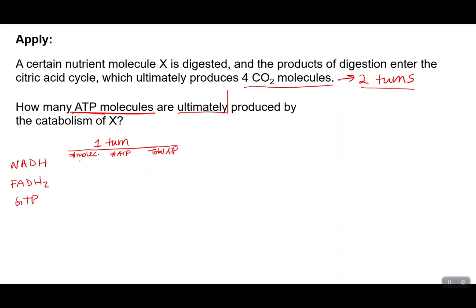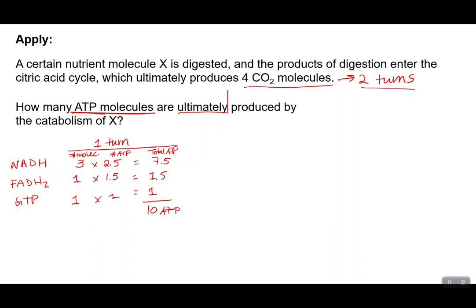Okay, so we can make 3 NADH in one turn of the citric acid cycle, 1 FADH2, and 1 GTP. We mentioned that for every NADH, you make 2.5 for a total of 7.5 ATP. For FADH2, that generates 1.5 ATP molecules for a total of 1.5 in one turn. And then this GTP will just be converted straight to ATP. So that will produce 1, and this gives you a total of 10 ATP.